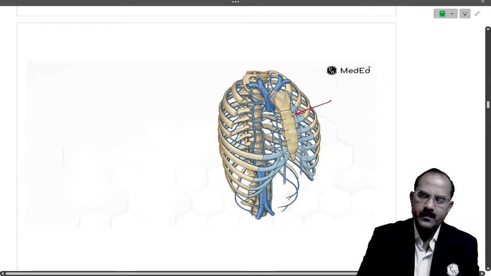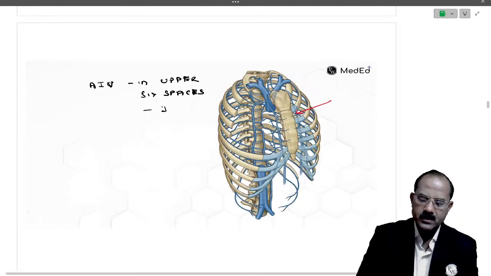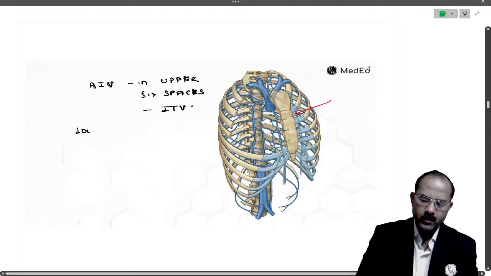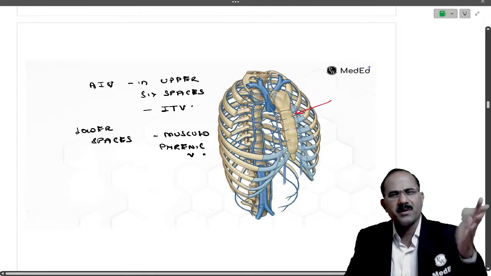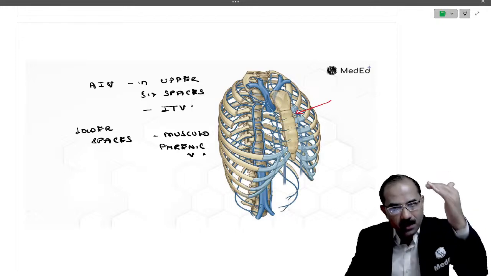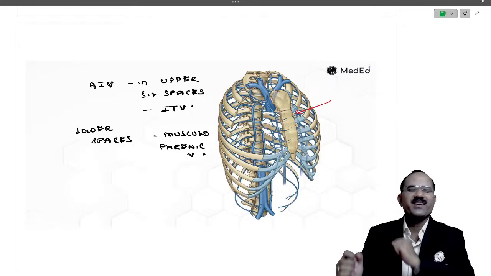Look at this. Anterior intercostal vein in the upper six spaces drains into the internal thoracic vein. In the lower spaces, it drains into the musculophrenic vein. Same as the arteries: anterior intercostal arteries in the upper six spaces were branches of the internal thoracic artery. In the lower spaces, these are branches of the musculophrenic artery.